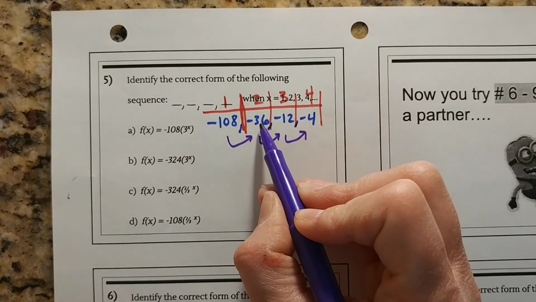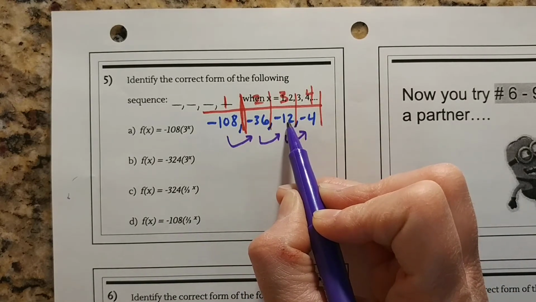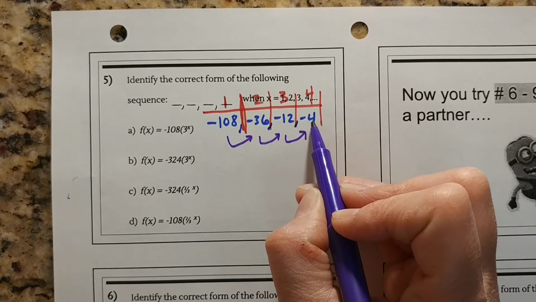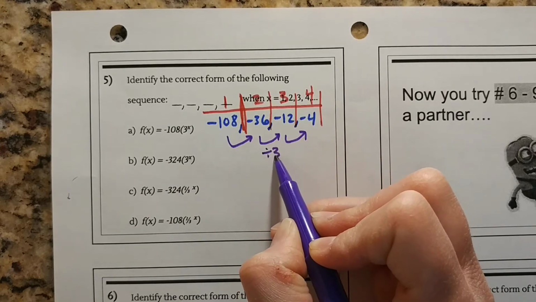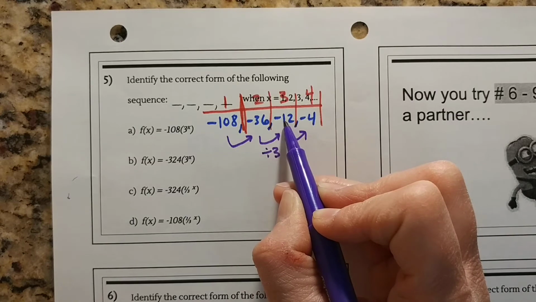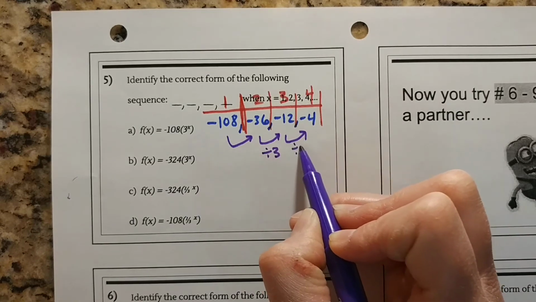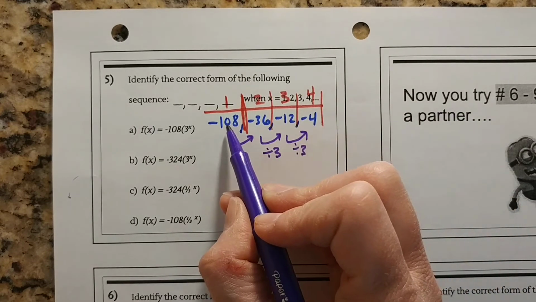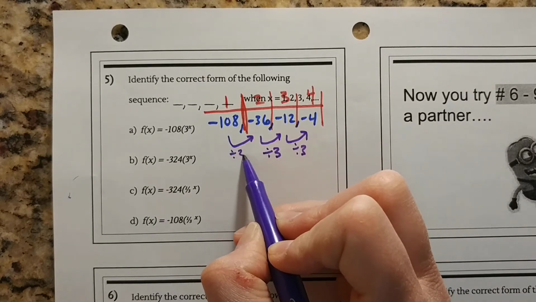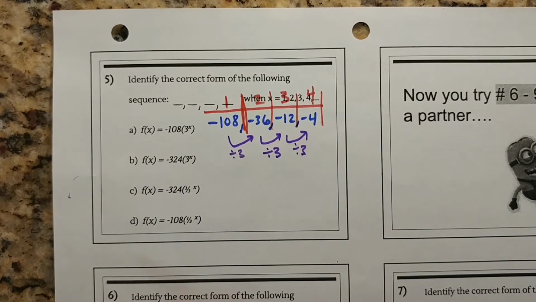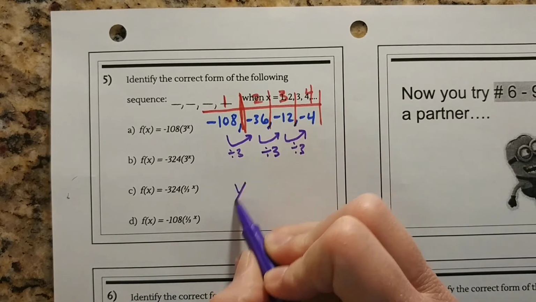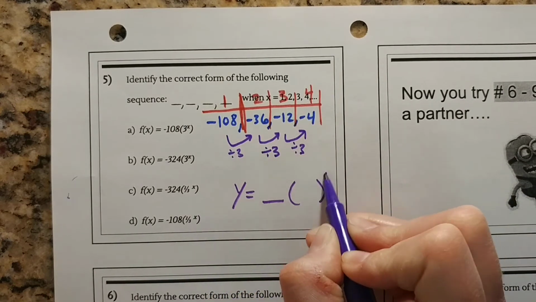Well, then let's check multiplication or division. What about to get from 36 to 12? Or from 12 to 4? Isn't that dividing by 3? Sure, divide by 3. Now divide by 3 again. I bet if you tried your calculator, 108 divided by 3 is going to get you 36. So it looks like we're dividing by 3. So this is geometric. Let's get ready to write our function rule.